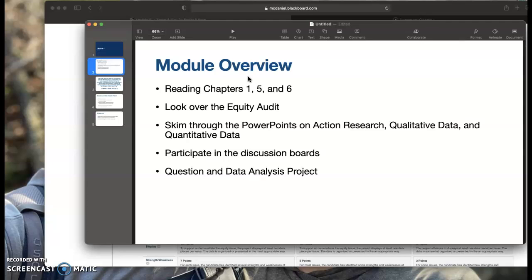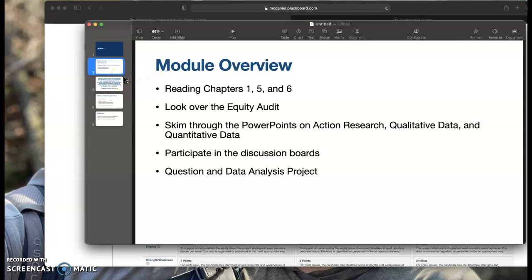The other required discussion board thread just asks you to think about how you've used data in your field. This should be an easy discussion board, but hopefully it'll help you share ideas. We're educators after all, so the word data is something that we use every day. And then finally, think about the question and data analysis project. That'll be due at the end of the module, which is on the 28th of March.